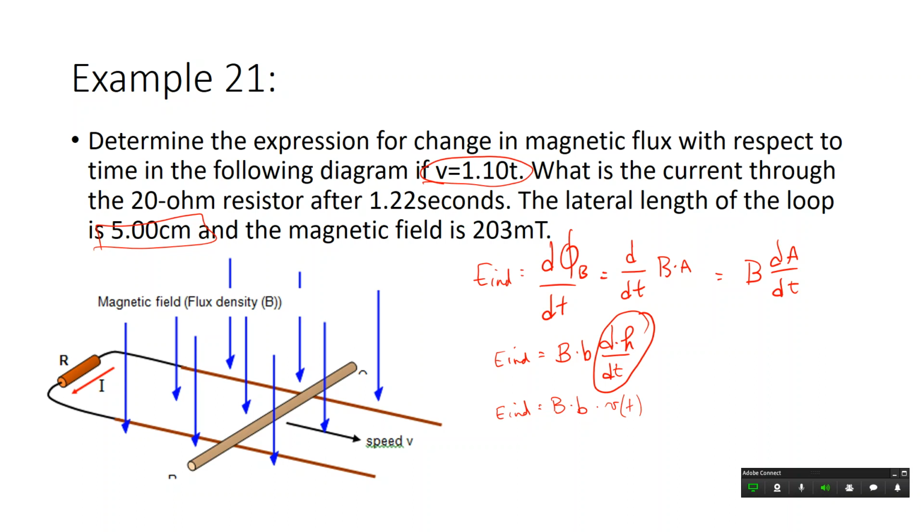Right? And if I want to figure out what my current is with respect to time, I can divide each one of these by resistance. So I'm going to have the induced current is equal to my magnetic field times the base of my rectangle divided by the resistance of my resistor multiplied by my velocity with respect to time. And I just need to plug in 1.22 seconds, my magnetic field, and my time, and I'll figure out what my induced current is.